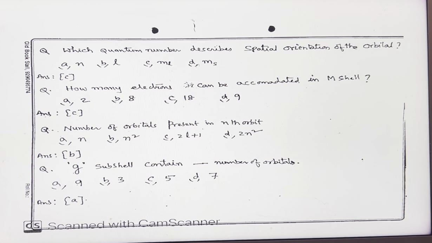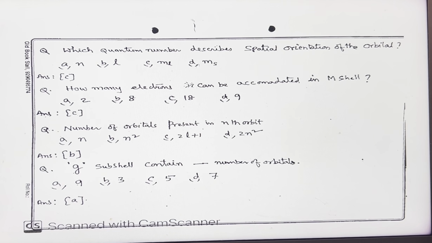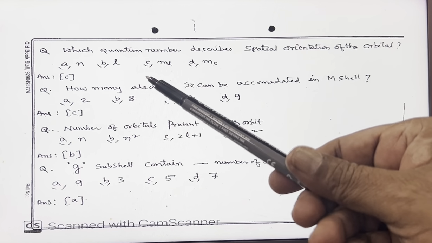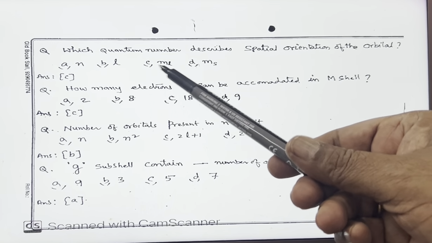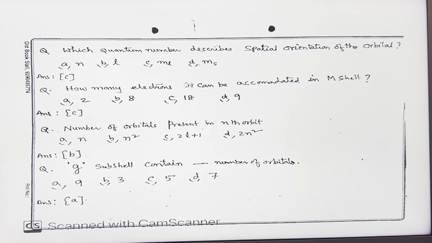Now let us discuss the bits that are already given with answers, and see how the answers came. Which quantum number describes the spatial orientation of the orbital? The direction of the orbital is given by ml. What is ml? ml means the magnetic quantum number.